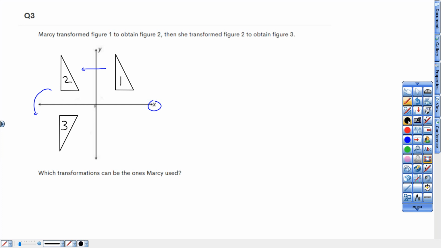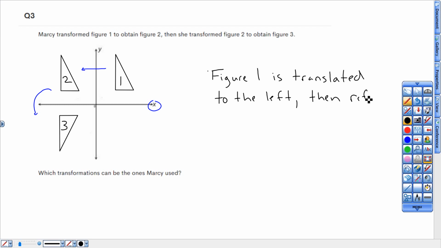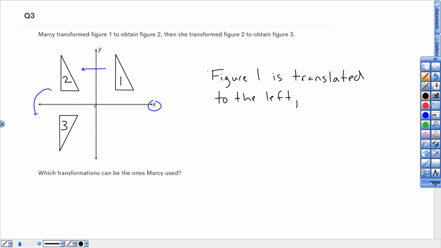You could say figure 1 is translated to the left. So from 1, I'm moving to 2, translating to the left. Then reflected. Let's write that word better. Then reflected over the x-axis.